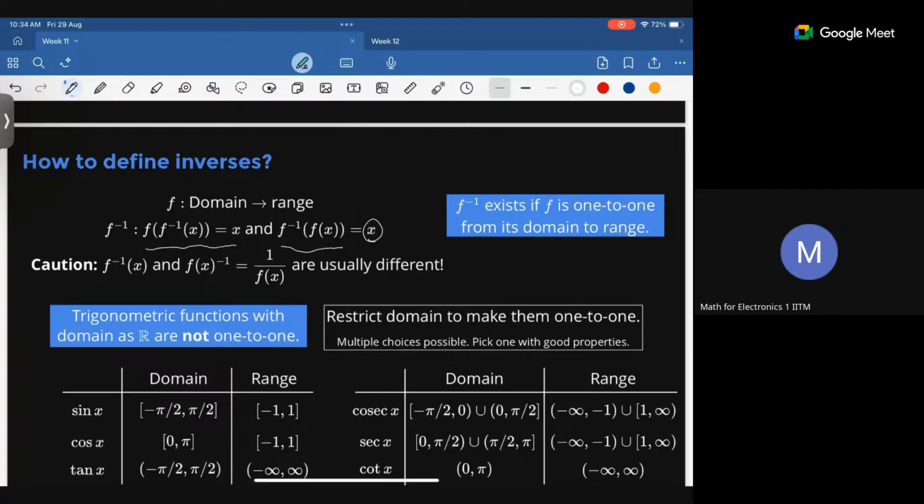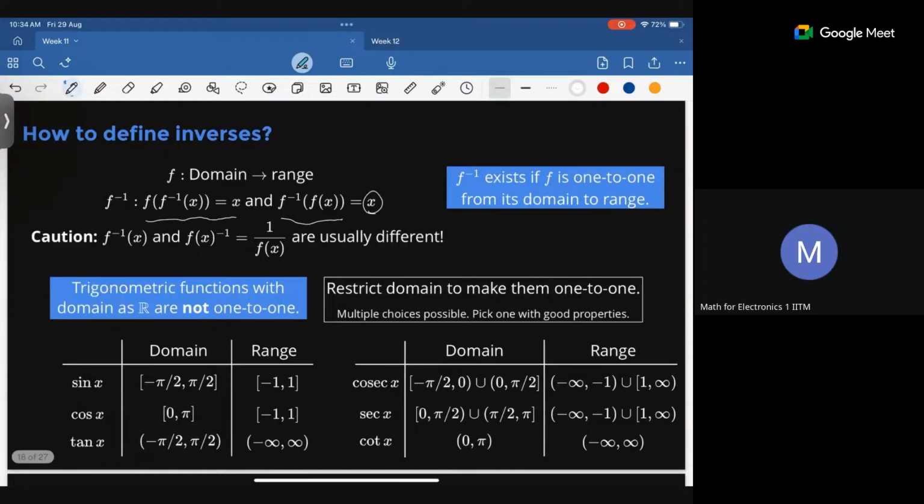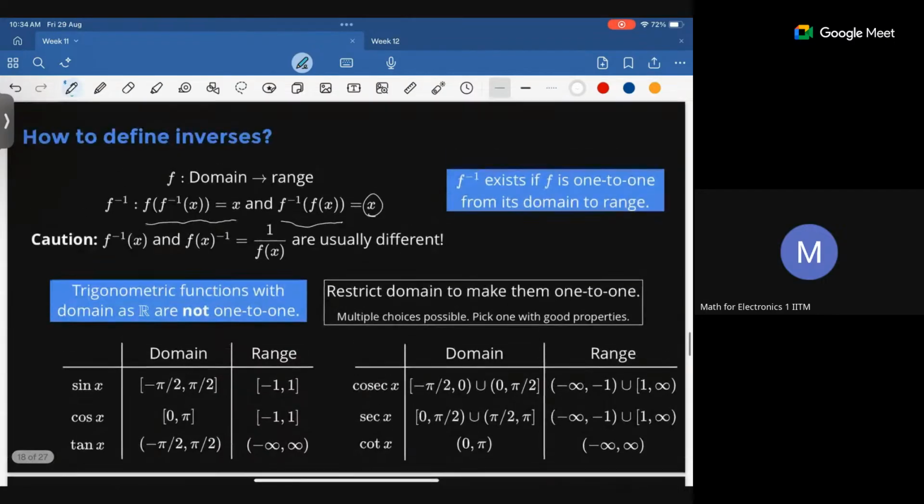We'll do that, and these things are really important from an exam point of view. For sin x, we will restrict our domain from minus pi by 2 to pi by 2, not from 0 to pi. Can anyone tell me why we took the domain to be minus pi by 2 to pi by 2? Why not standardly take 0 to pi for all trigonometric functions as the domain?